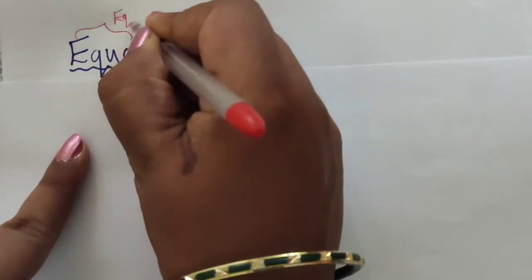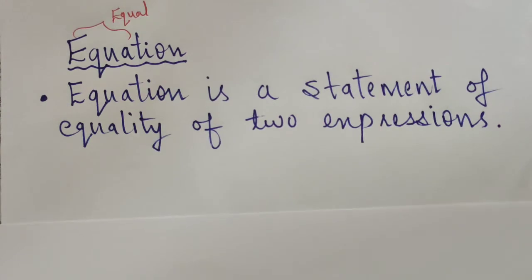Let us now talk about equations. What are equations? Now if you notice, the word equation, it comes from the word called equal. It actually talks about equality of something. So we can say that an equation is a statement of equality of two expressions.